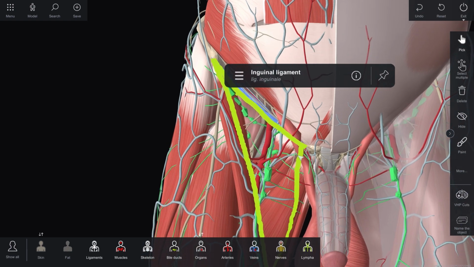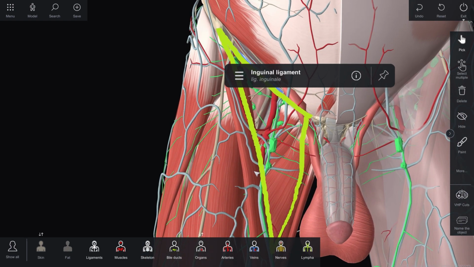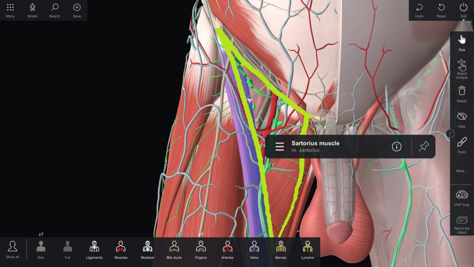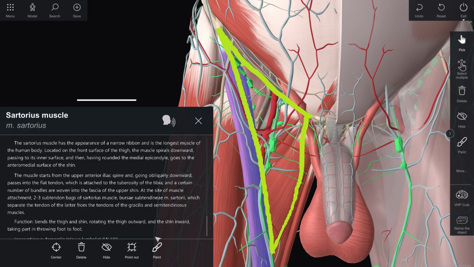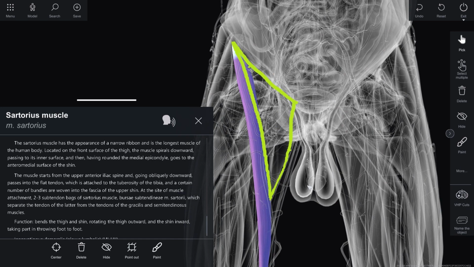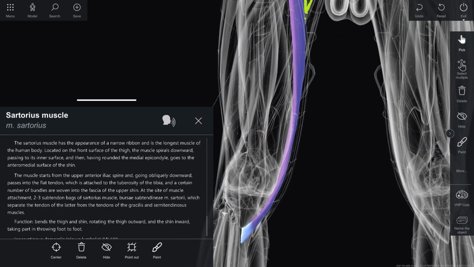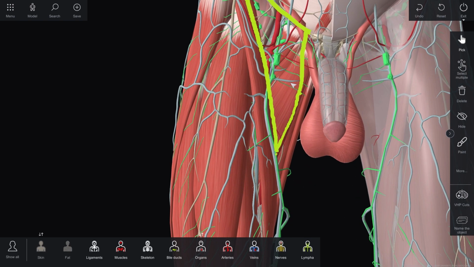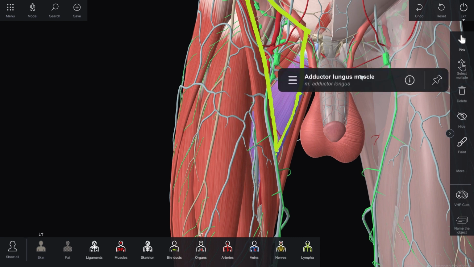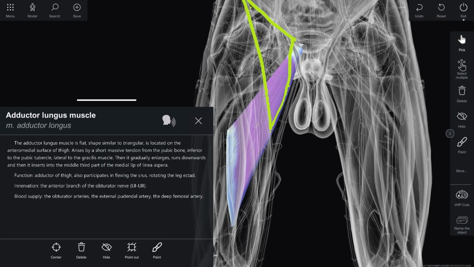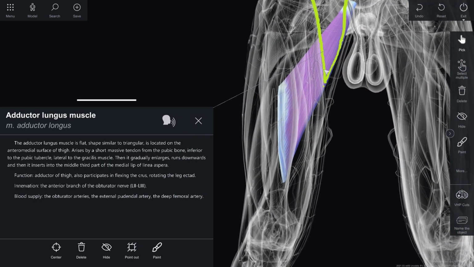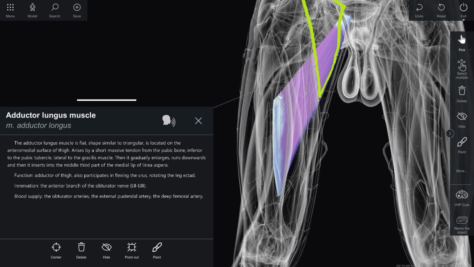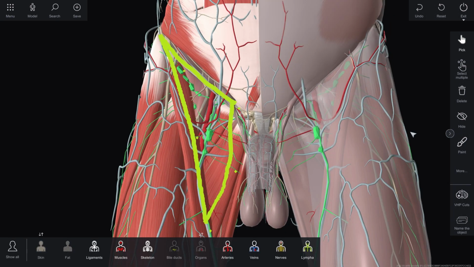Next, the lateral border. The lateral border is made by the medial border of the sartorius muscle. It originates from the anterior superior iliac spine and inserts into the medial surface of the tibia. The medial border. The medial border is made by the medial border of the adductor longus muscle. It originates from the angle between pubic crest and pubic symphysis and it attaches distally to the linea aspera of the femur. The neurovascular bundle of this region consists of the following structures enclosed in the femoral sheath.